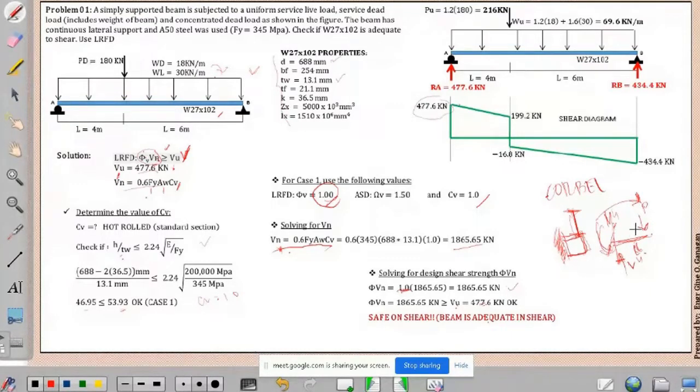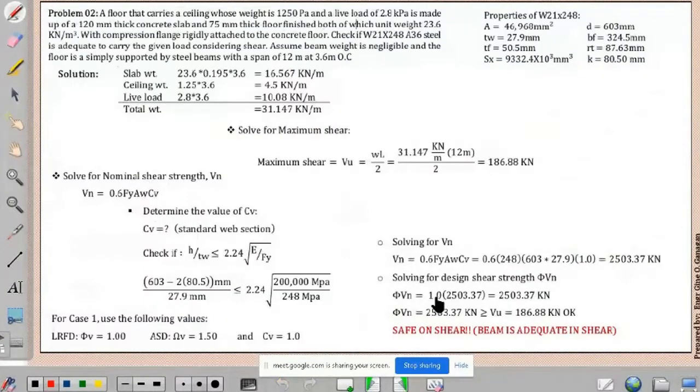That is why a corbel can pass in flexure but fail in shear. Okay? Our MU is just not that critical. So, that's for problem 1. Let's move on to our problem 2.